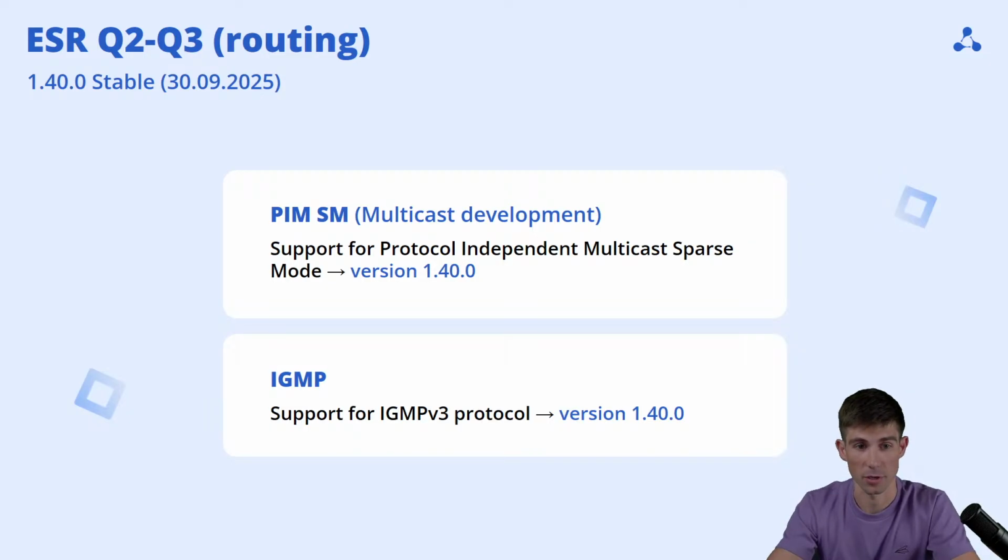IGMP is another thing to do with multicast. We are supporting IGMP v3 protocol, and it's a mechanism to allow hosts to subscribe for multicast streams. And it also helps to avoid waste of bandwidth. In version 1.40, you may count on having both of these features available. That's about it for service routers, and the third part of this webinar is video surveillance.